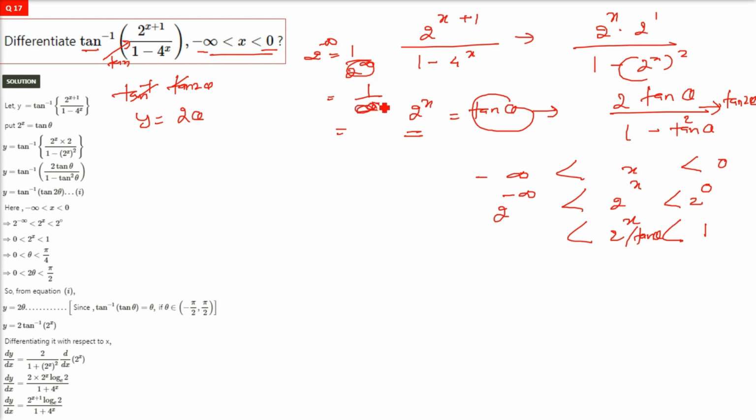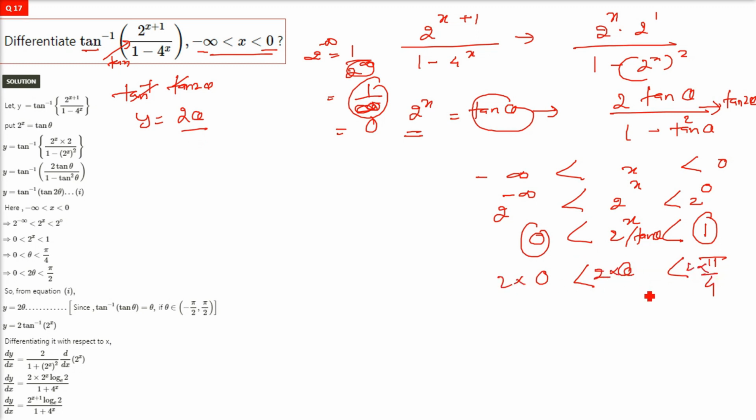So this ultimately becomes 0. 2 to the power minus infinity, you can replace it by 0. So write it 0. So 0 and 1, no problem. And what is the value of tan so that you get 1, what is the value of tan so that you get 0? This is pi by 4, and 0 is of course 0. Tan 0 is 0. So your theta is bounded by 0 and pi by 4.